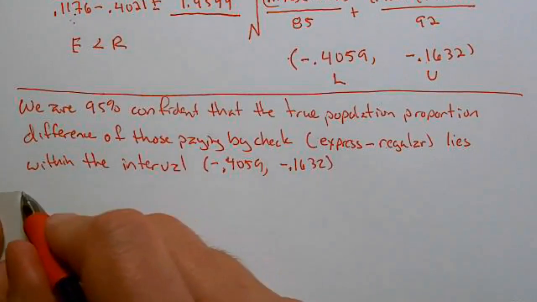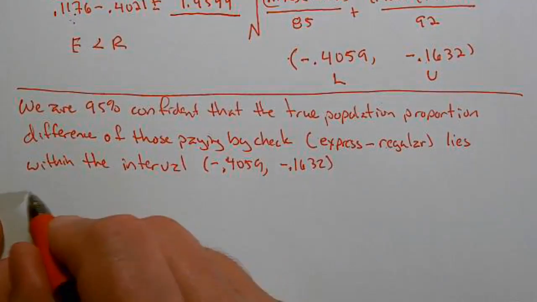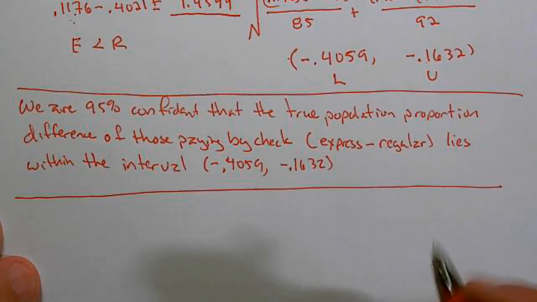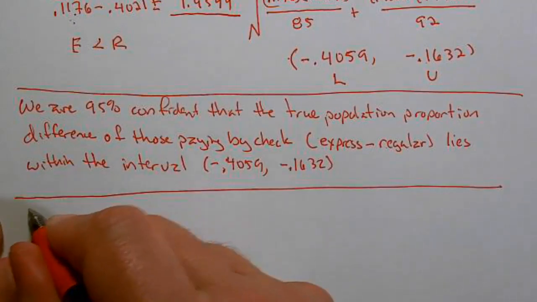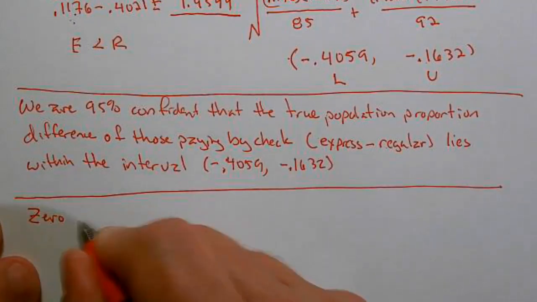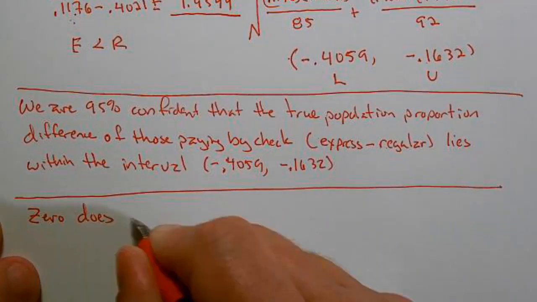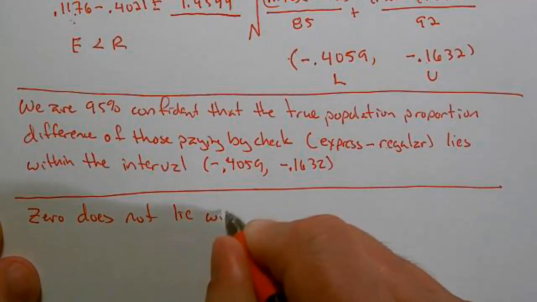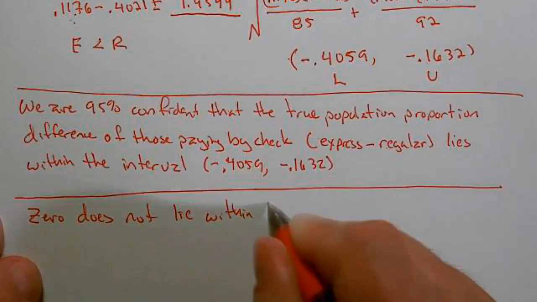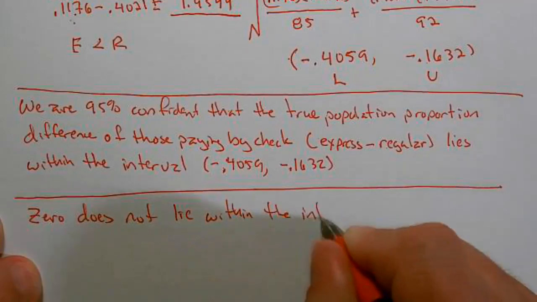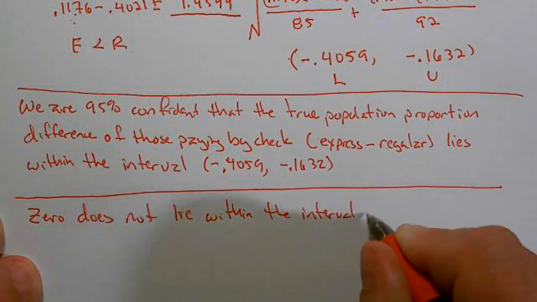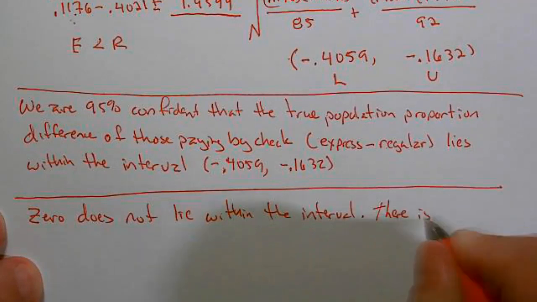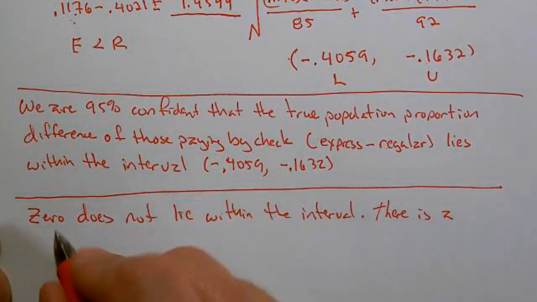So what conclusion can I make? Well, what is the significance? 0 does not lie within the interval. There is a significant difference.